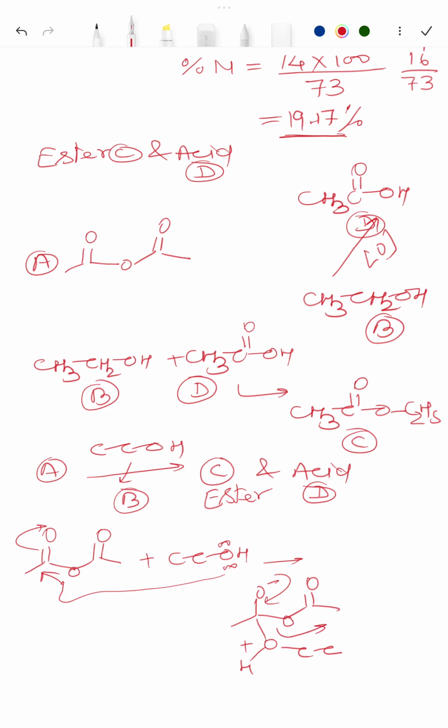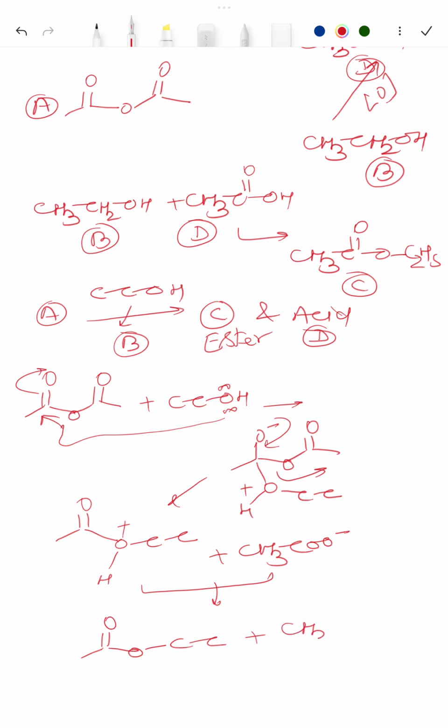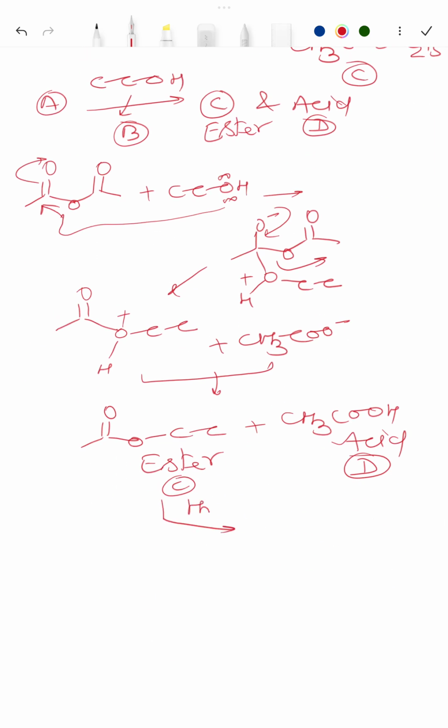This is actually the leaving group. So C double bond O, and here the O, OH positive, and simultaneously CH3COO⁻ will take this H⁺, giving CH3COOH. So this is actually ester C, and this is acid D. And when this ester is hydrolyzed, CH3COOH and C2H5OH will form. This is B, and this is D.